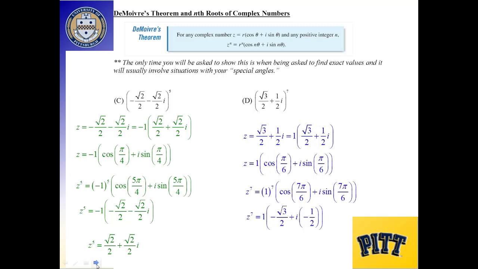And therefore, that's what the final answer will be. I'm going to have a negative square root 3 over 2 minus 1/2 i.